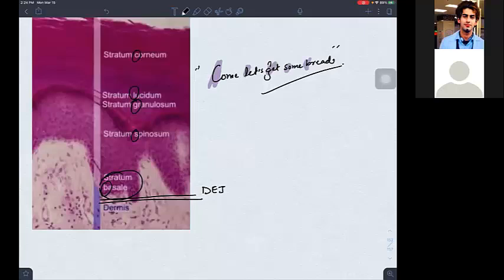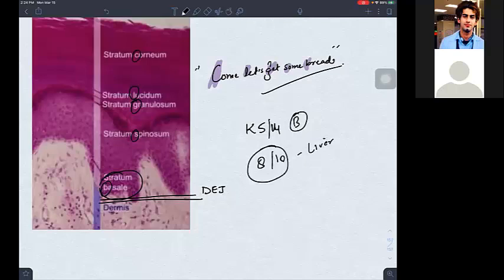And we said in the previous discussion, say it loudly, you have to say it loudly because you people are sleeping. So the K5/K14 heterodimer is present in stratum basale, while K8/K18 is present in the liver, isn't it? Now if someone has a defective K18, he will have liver cirrhosis.